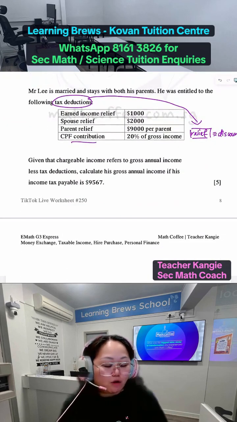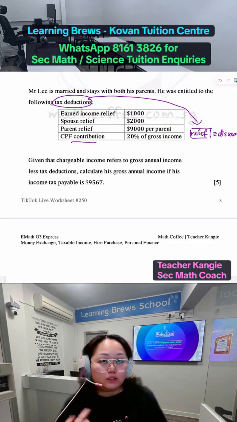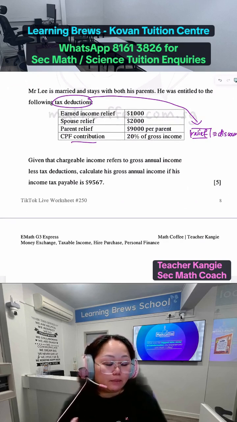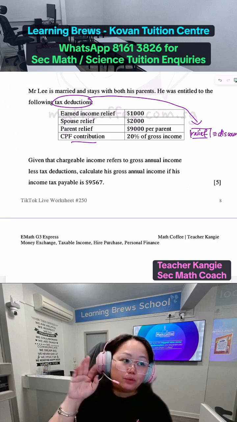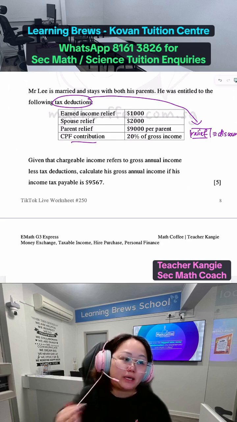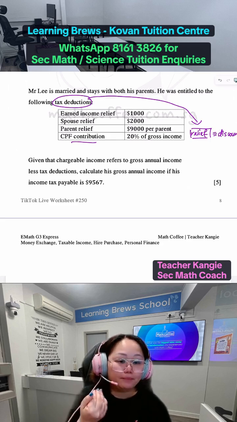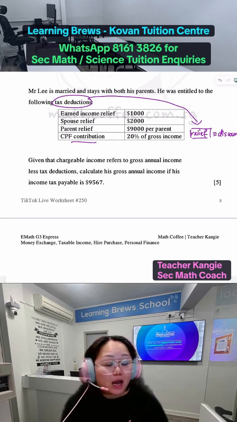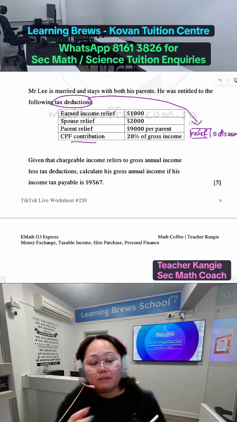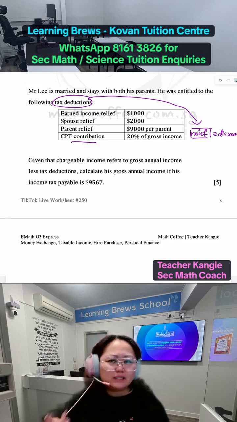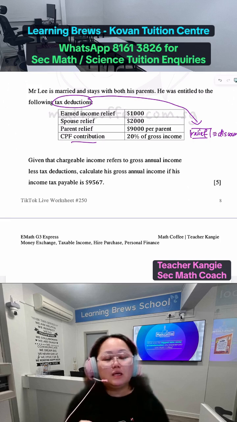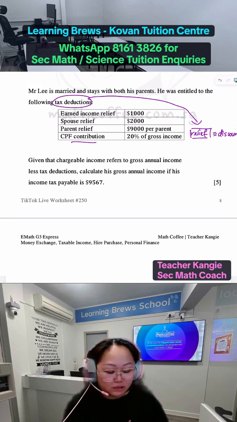Next is, they said CPF contribution, 20% of the gross income. That means based on your so-called annual income, you actually pay CPF 20%. So they are saying that they allow you to deduct this relief amount from your annual income so that you can have a lower chargeable income, right? Because that money goes to the CPF. It did not come to me. So people will think, the money never came to me, it's not my CPF, why do you charge based on this amount? So they give you this relief.